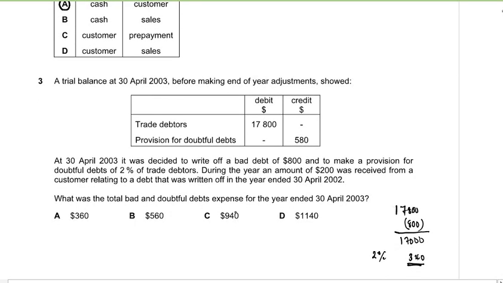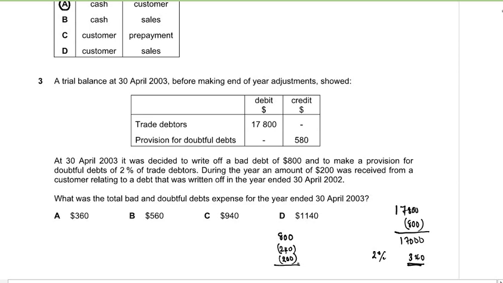Right, so what is the total bad and doubtful debts expense? So we are going to net them off, right? So we are going to say we have a bad debts of 800, right? Then there is a decrease in provision for doubtful debts, which is an income. I hope and believe everybody is comfortable with that, and we've just calculated that to be 240. And there is a recovery that was made during the year in respect of debts that were written off in the previous year, 200, which is also an income.